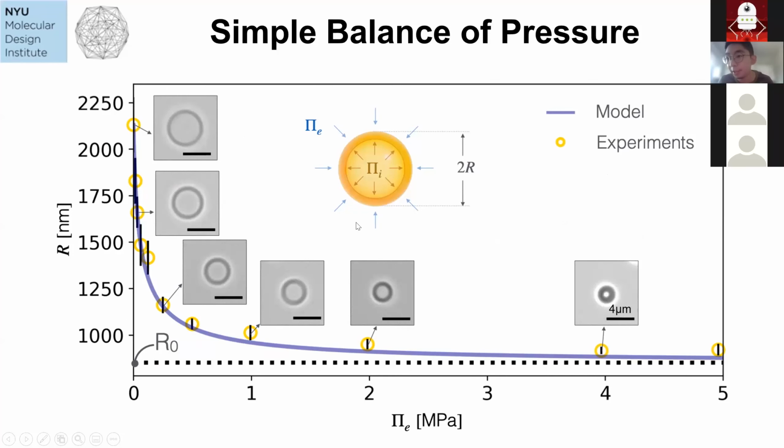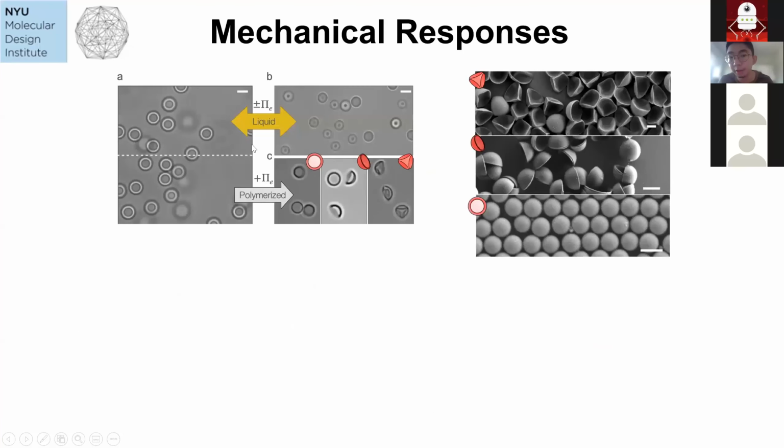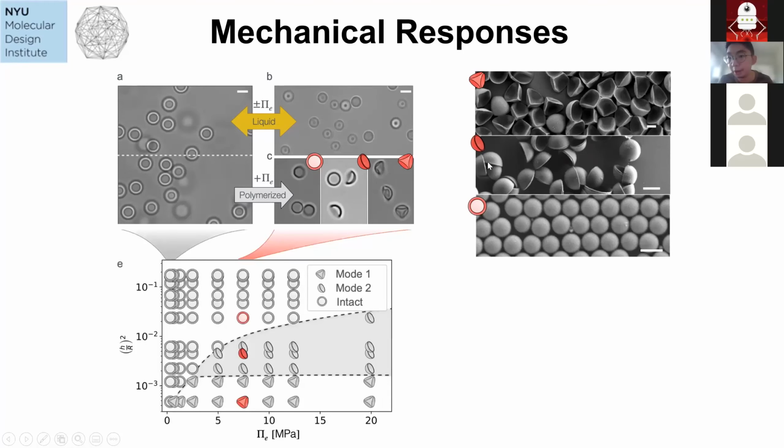This is very important after you polymerize the capsules, because unlike a liquid capsule that will shrink upon the addition of external pressure, solid particles will typically buckle upon a critical pressure. This is called a failure. So depending on the geometry of your capsule and the materials of your capsule, they can buckle in various ways. This is the topic mechanical engineers are very interested in.